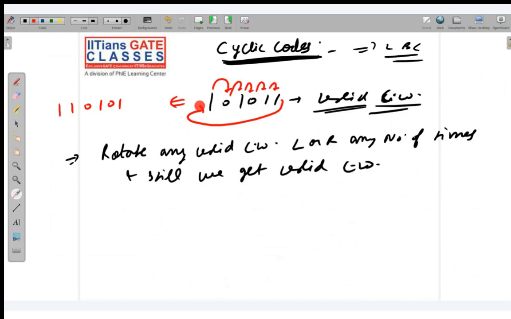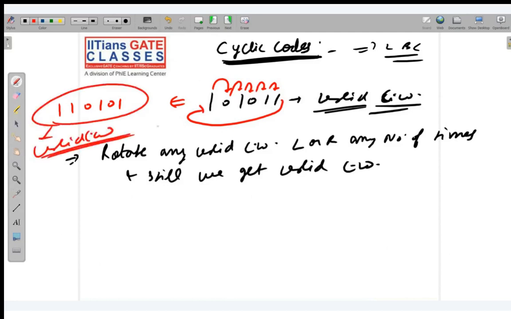Okay, like this. I have shifted one position to the right. You can shift two positions, three positions, four positions, whatever you want, you can rotate. We have done a right shift. You can do a left shift also. Don't worry, right or left, whatever you do. If this is a valid code word, for sure, the result should be a valid code word. That is the basic meaning of cyclic codes. Any doubt?